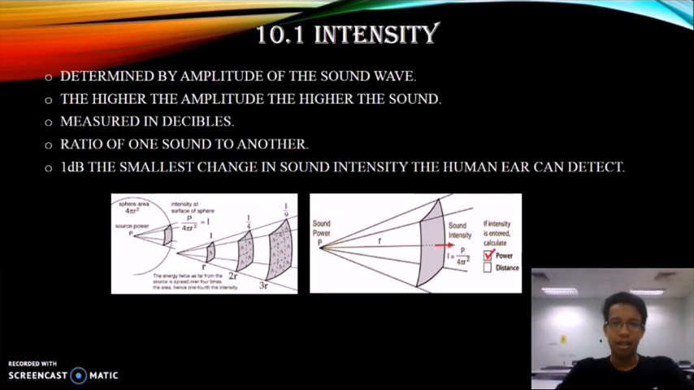Next, intensity, determined by the amplitude of the sound wave. The higher the amplitude, the louder the sound, measured in decibels, the ratio of one sound to another, and the smallest change in sound intensity the human ear can detect. This is an example for the intensity.